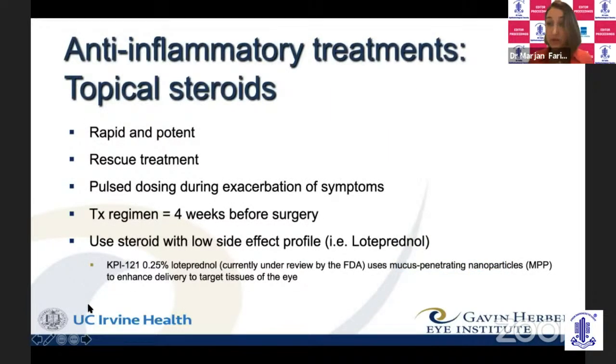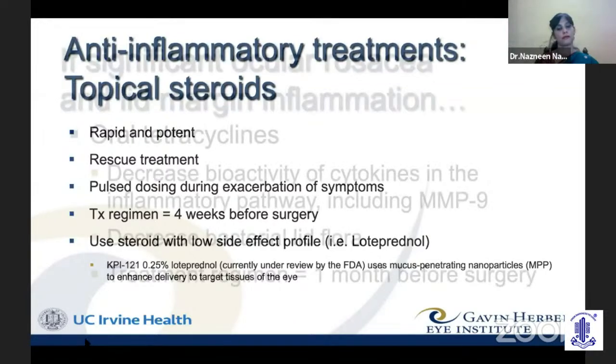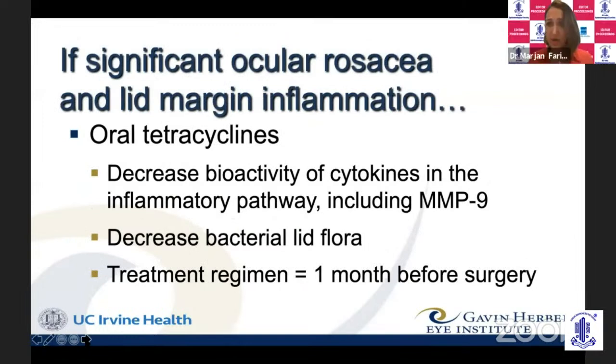I love steroids in this population of patients for short term, because you do get a rapid turnaround of that inflammation in the tear film. I use a loteprednol formulation, something that is low potency with a lower side effect profile, better tolerated, maybe with less preservatives in the formulation. I use something like a 4-week to 6-week taper, again, to really turn around that inflammation quickly. Oral tetracyclines are great as well, especially if there's significant ocular rosacea and lid inflammation involved.